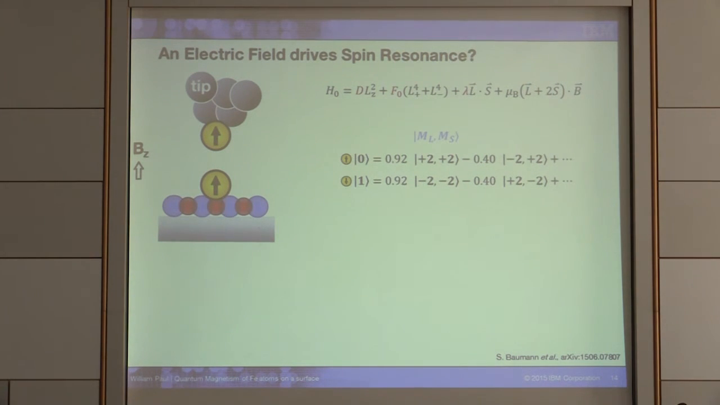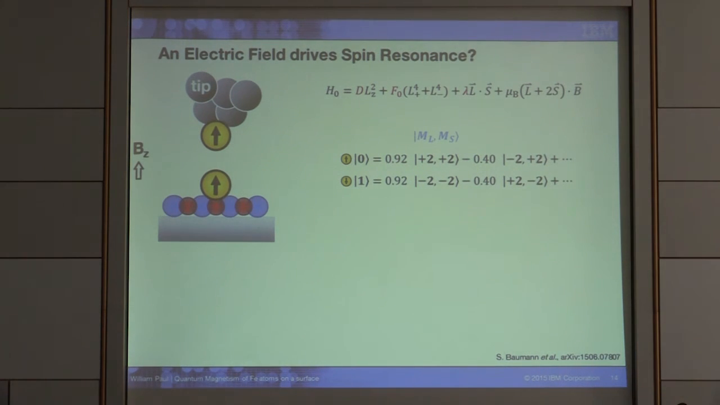Incidentally, we measure no peaks with a non-spin polarized tip. So the readout is really from the spin polarized tip. All right, so I'm claiming that we can manipulate the magnetic state of these atoms with electric fields. And that sounds weird because electric fields don't act on spins, but they do act on orbital moments.